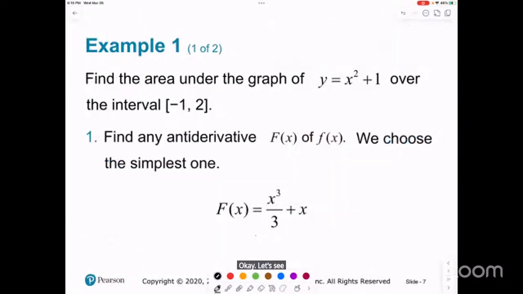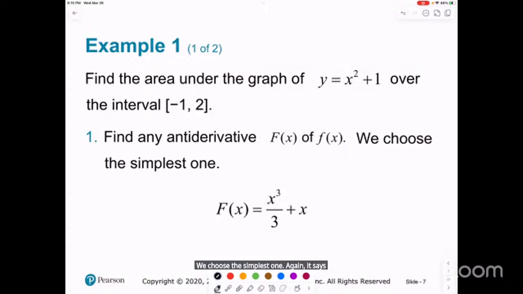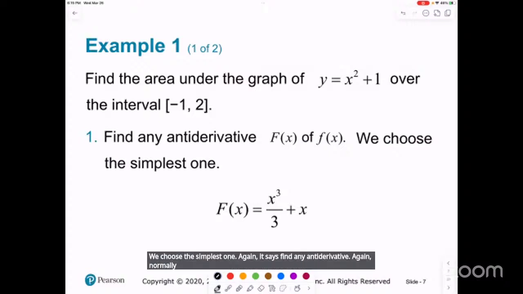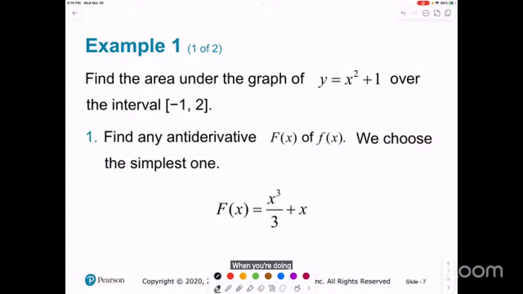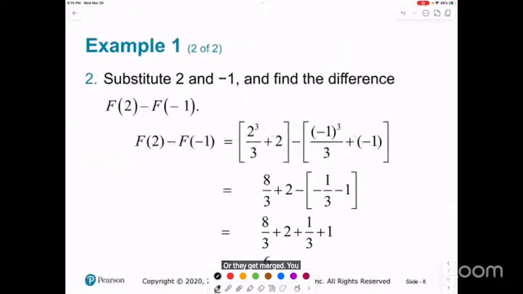So find any antiderivative, capital F of x, for f of x. We choose the simplest one. Again, it says find any antiderivative. Again, normally it has the plus c, but when you're doing definite integrals, you don't need it because when you evaluate the integrals, they cancel each other out, or they get merged.